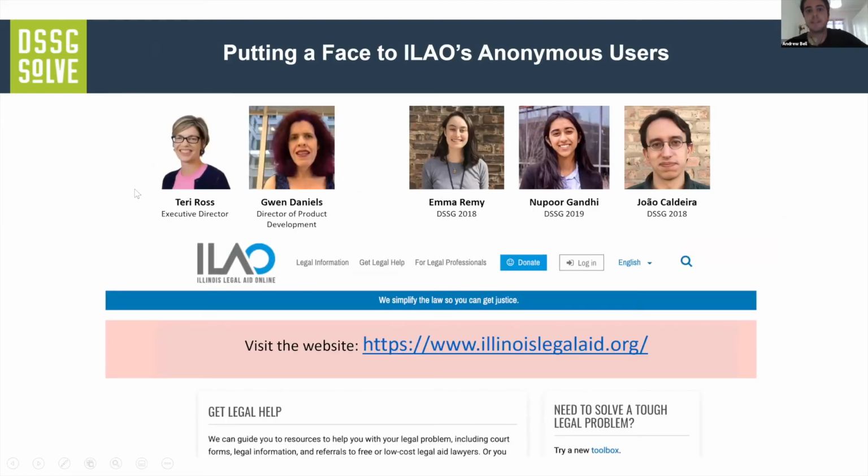The second project is with a nonprofit organization called Illinois Legal Aid Online that provides free legal advice online. Here we have three past DSSG alumni volunteering on this project. The idea is to look at very detailed user data that can even tell stories of how users are using this website, so they can identify how those users' needs are being met, or perhaps not being met properly. It's about giving better insight into Illinois Legal Aid's process so they can better help their beneficiaries and the vulnerable individuals they help.